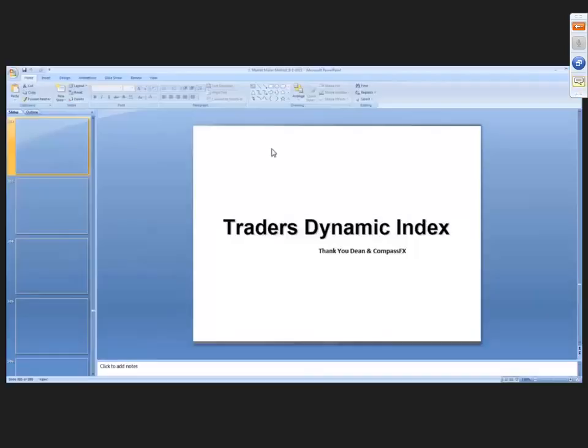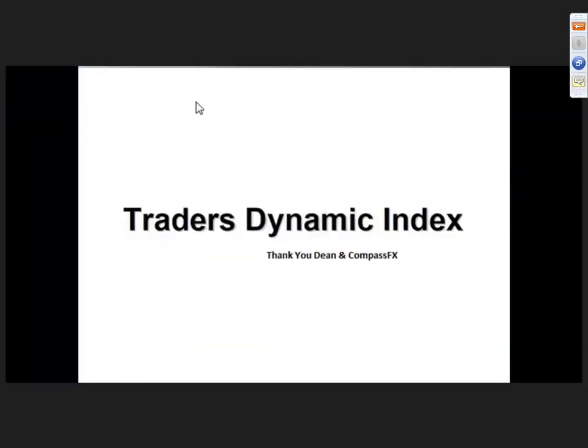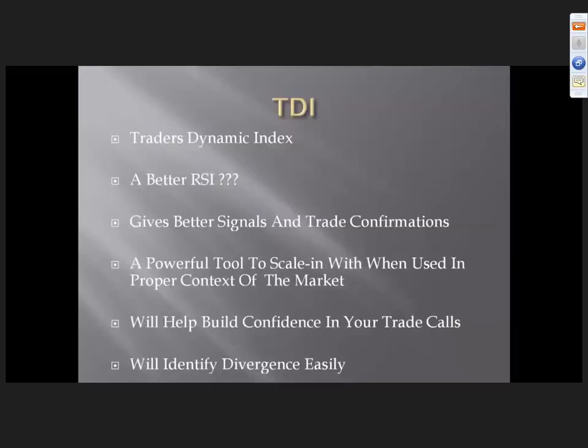All right. I want to give kudos to Dean. These are his slides. He was kind enough to allow me to use them. I'm going to illustrate how we use TDI for our trades, for our purposes. All right, so TDI is based on the RSI. Stands for Traders Dynamic Index. I've heard people call it Trend Determination Index. It's Traders Dynamic Index. I think it's a better RSI. It gives better signals and trade confirmations for our purposes.